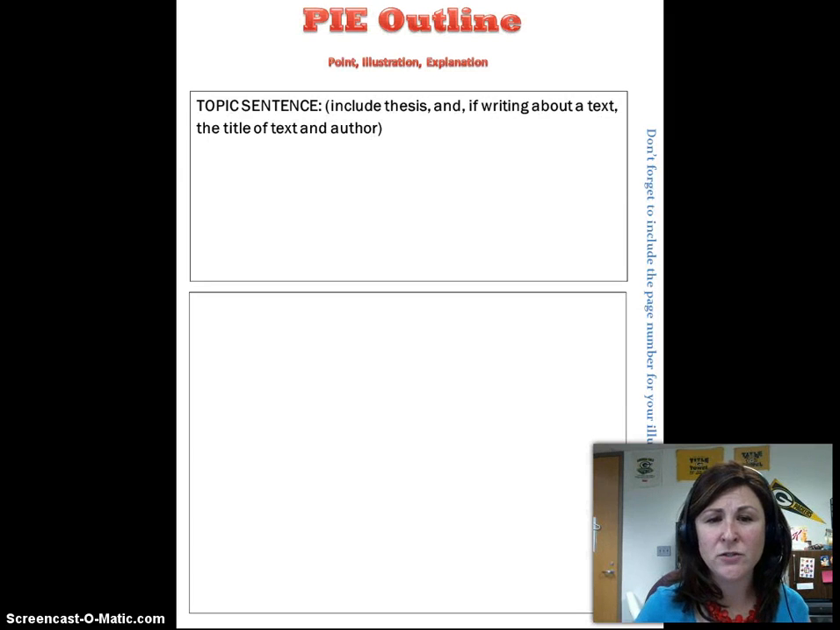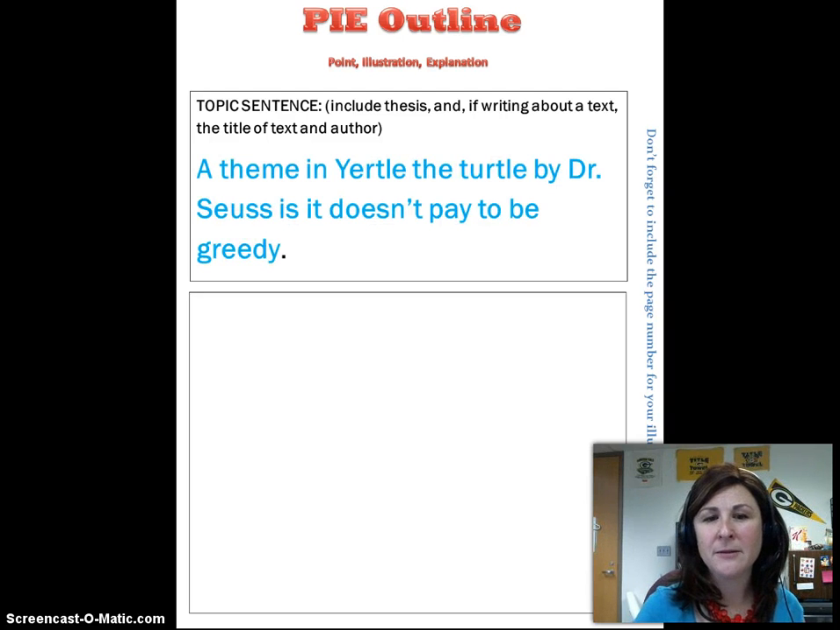So let's outline our essay. We'll begin with a topic sentence, which will be a thesis, what we believe the theme of the story is. And since we're writing about a book, we will include the title of the text and the author. Here's my topic sentence. A theme in Yertle the Turtle by Dr. Seuss is it doesn't pay to be greedy. Now you'll notice that there are some errors in my typing here, but that's okay because this is an outline. I'll fix it when I type my final draft.